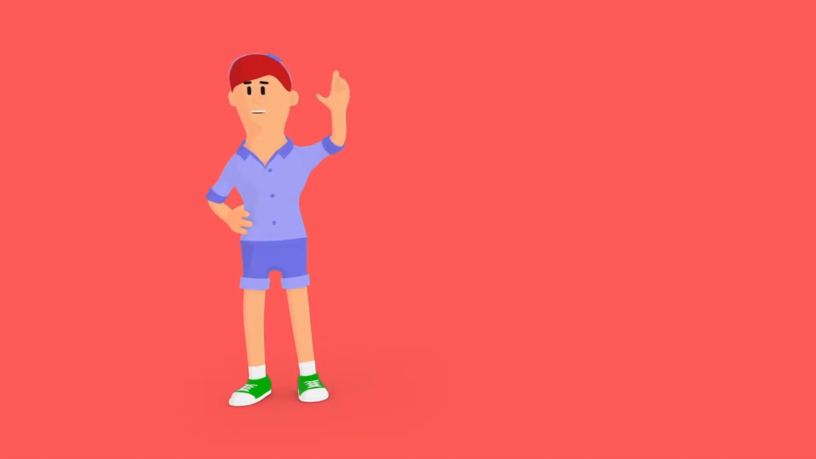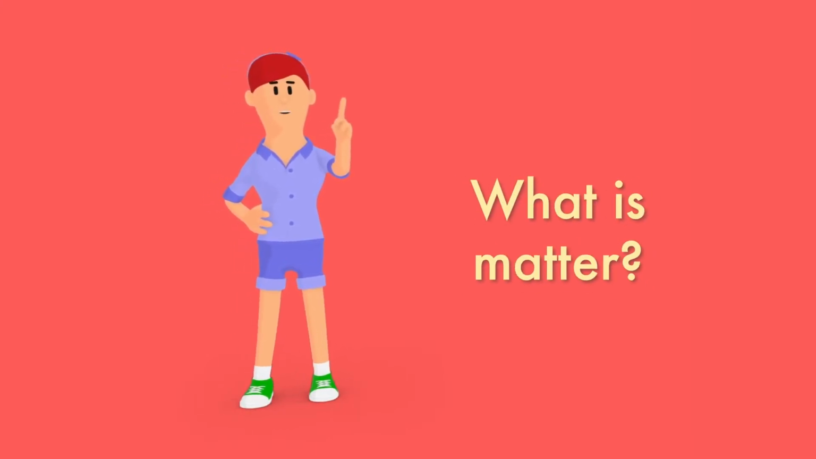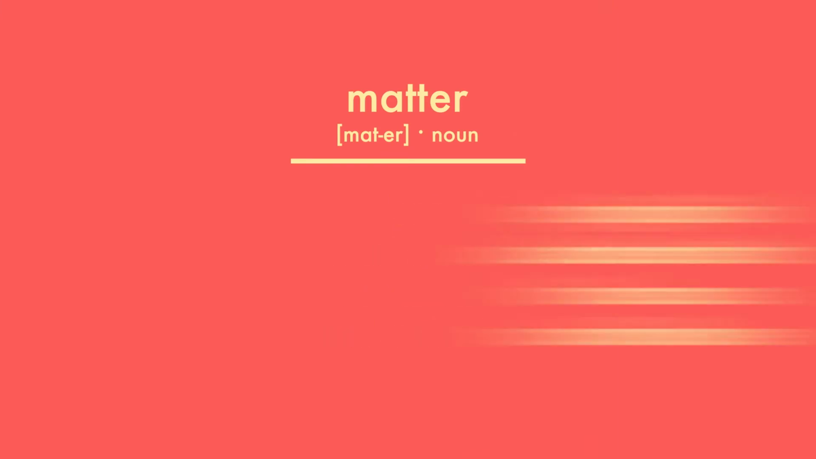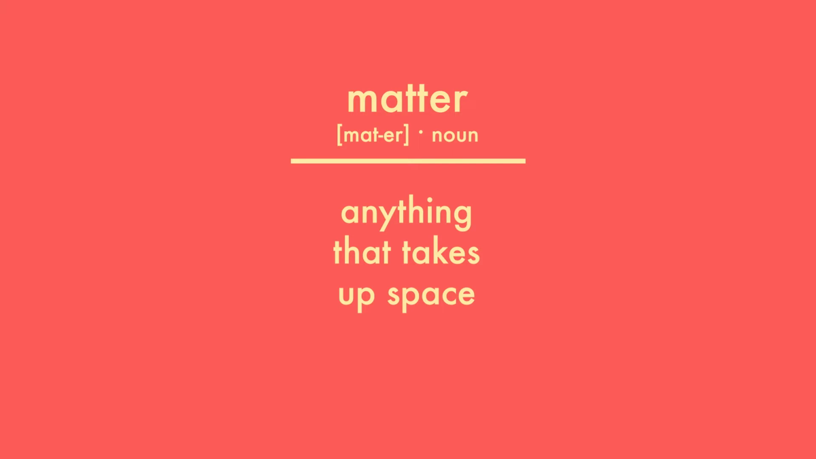Before we can talk about the states of matter, we need to understand what matter is. Matter is a physical substance that has mass and volume. In simpler words, that means matter is anything that takes up space.